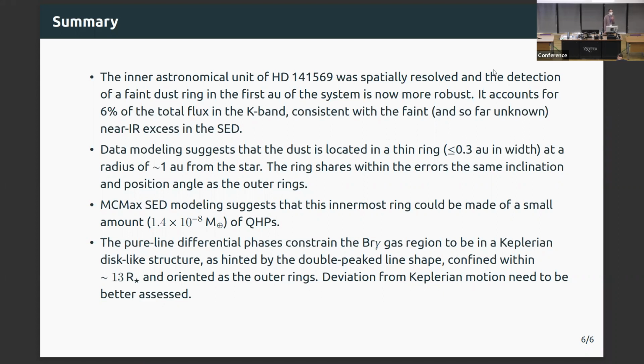For the scattered light, we also tried to model the continuum data with a halo component. We tried two cases: the unresolved star plus a ring, and the unresolved star plus halo plus ring. We found out that the halo contribution is very close to 0%. So from our modeling, there's no scattered light contribution.